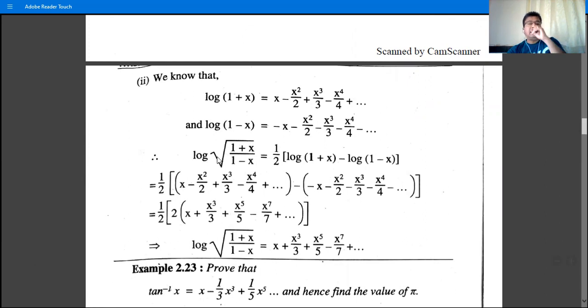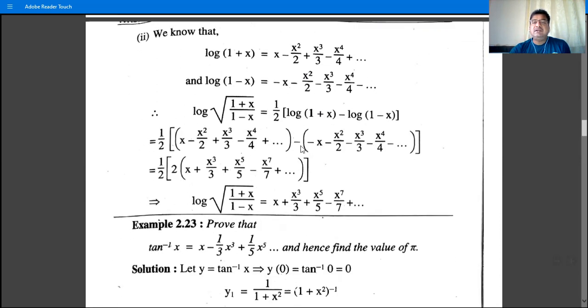So we have 1 half log of (1 plus x) divided by (1 minus x), and log a by b is log a minus log b. So we have this answer, 1 half of log(1 plus x) minus log(1 minus x). Then 1 half, substitute log(1 plus x) as this value, minus log(1 minus x) as this value. And after the effect of the negative sign, all these terms are positive. Then we have x plus x is 2x. Then minus x square by 2 plus x square by 2 get cancelled. Then x cube by 3 and x cube by 3 become 2 times x cube by 3.